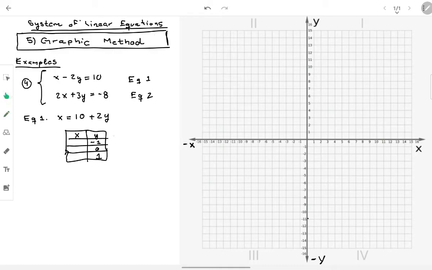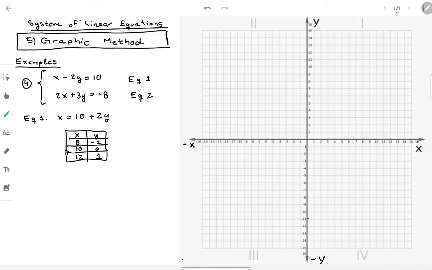So let's see. When y has a value of minus 1, it's going to be 2 multiplied by minus 1, it's minus 2. 10 minus 2, it's 8. The other one, when y has a value of 0, it's going to be x equals 10. When y has a value of 1, it's going to be 10 plus 2, it's going to be 12. So we have those points.